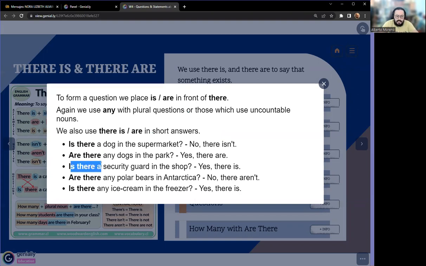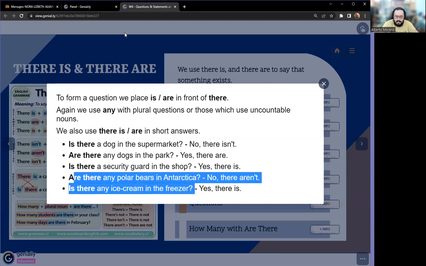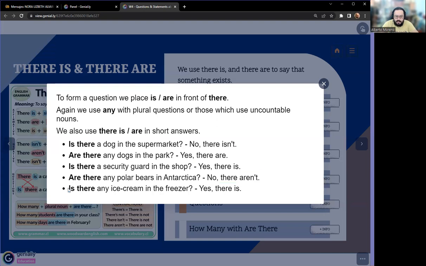Another example, is there a security guard in the shop? Are there any polar bears in Antarctica? And the last one says, is there any ice cream in the freezer? In this last one, we are using a singular uncountable noun, which is ice cream. So that's why we use any, okay? And the answers could use there is, there are, there isn't, there aren't. So is there a dog in the supermarket?